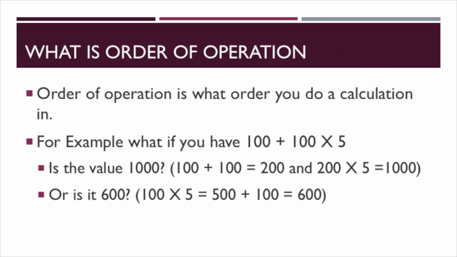The order of operations is what order you do a calculation in. For example, what if you have 100 plus 100 times 5? Is the value 1,000? That'd be 100 plus 100 equals 200, and 200 times 5 equals 1,000. Or is it 600? 100 times 5 equals 500, plus an additional 100 equals 600.